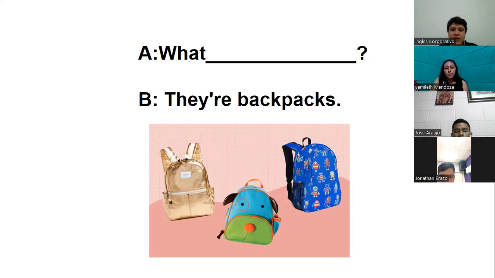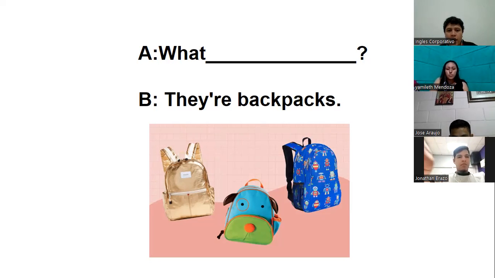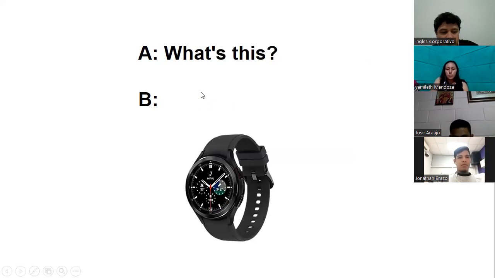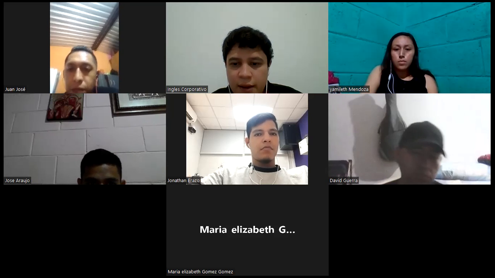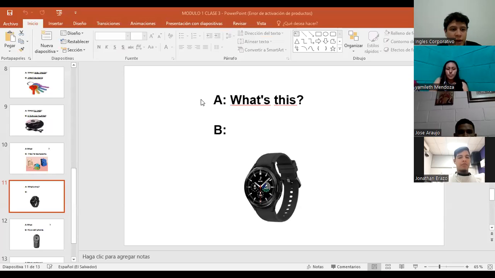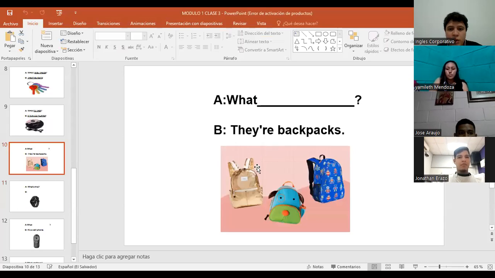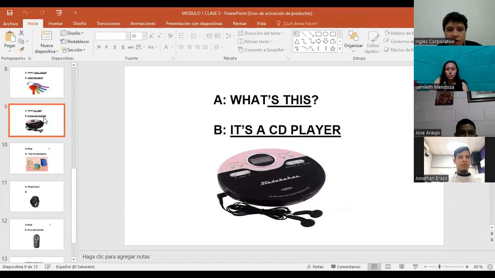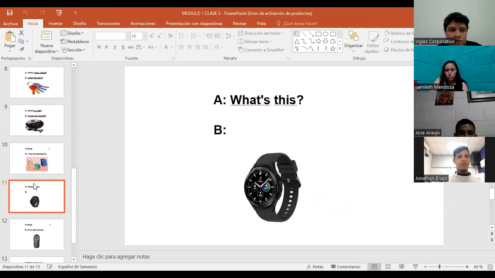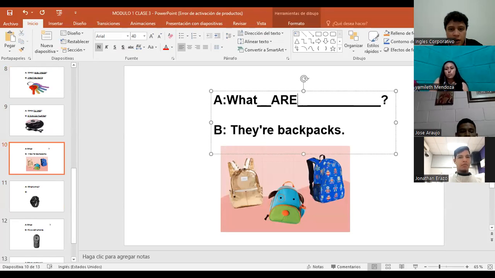What are these? They are backpacks, right? Yeah, vamos a escribir what are, right? ¿Por qué vamos a escribir what are? Porque estamos hablando en plural, right? Because it is not just one backpack. They are backpacks, right? Cuando hablamos de plural, ocupamos they are. What are these, right? Plural. Cuando es singular, uno solo, what is this? Ocupamos el this, right? Y ocupamos como respuesta, it is a, okay? So in this case, what are these?